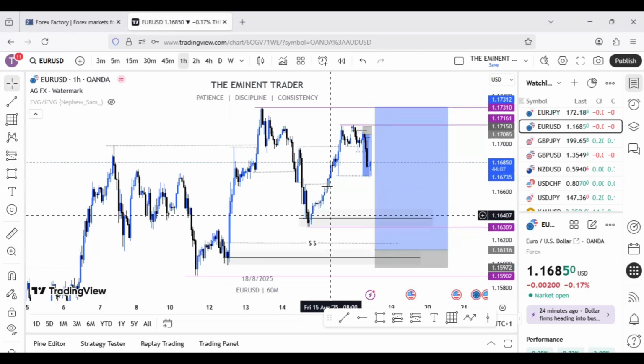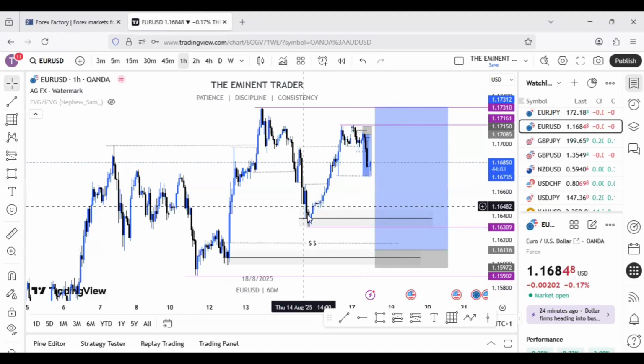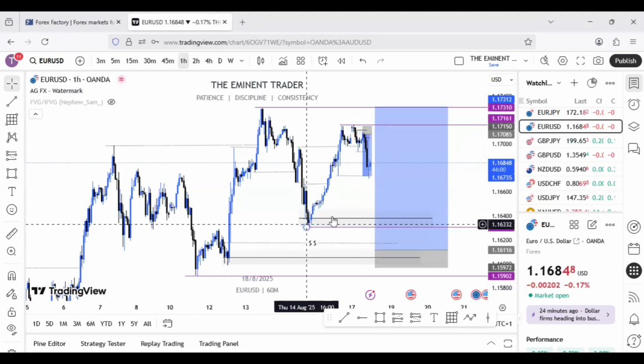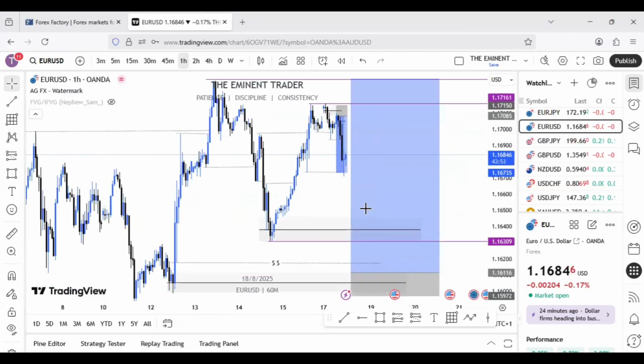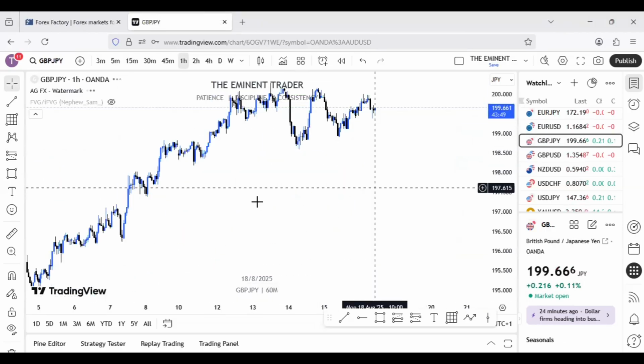I won't be placing it here because it has not created. But if this now creates a break of structure, this becomes more valid than this because it is the nearest point of interest that the market will most likely use. So that is that for Euro USD. The next one is GBP JPY.